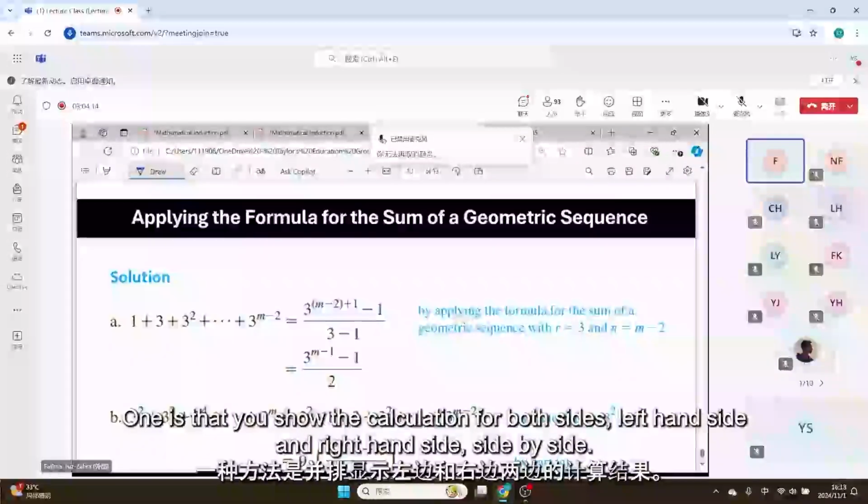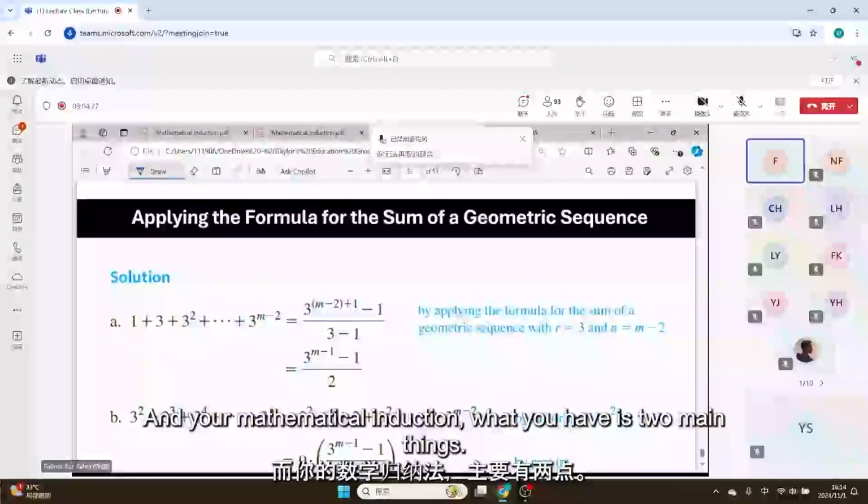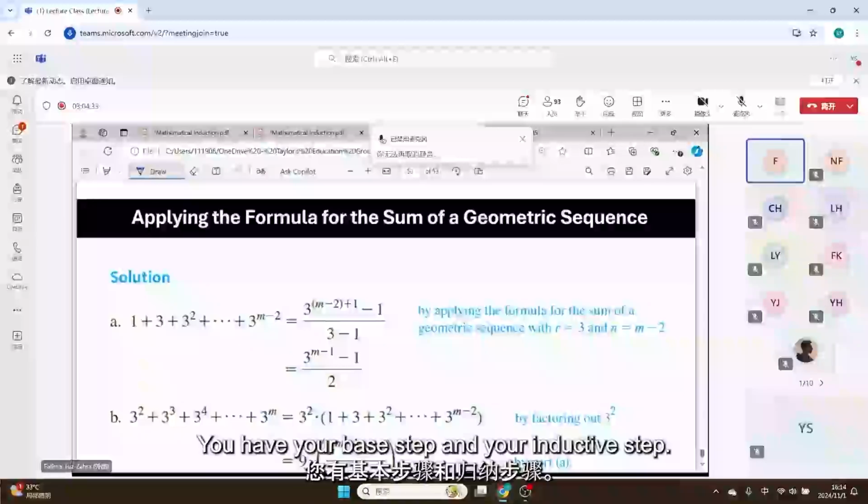One is that you show the calculation for both sides, left hand side and right hand side by side. And the second method is that you focus on one side and then take some mathematical steps to reach the other side and then show the proof for that. Okay, and in your mathematical induction, what you have is two main things. You have your base step and your inductive step.